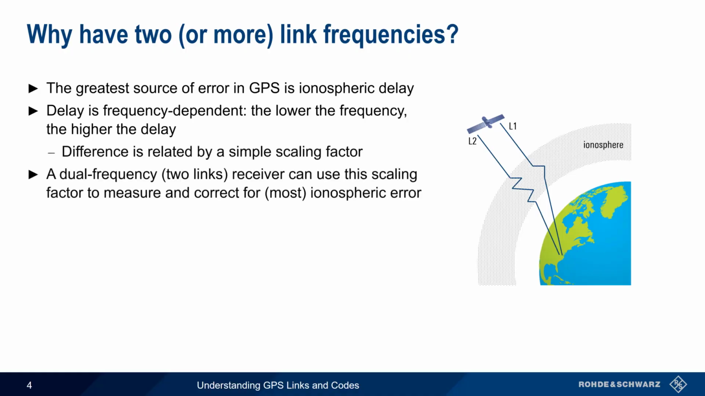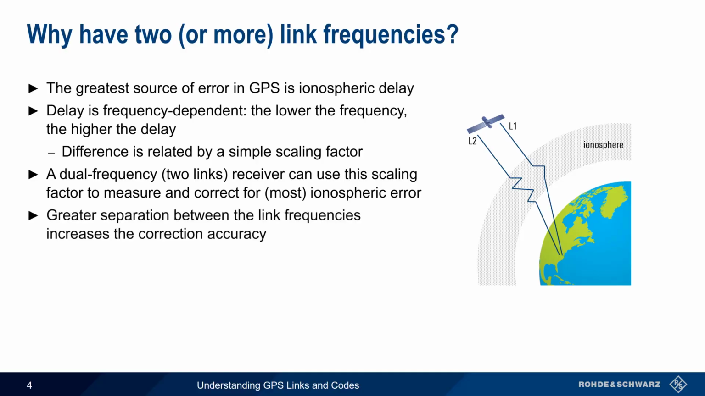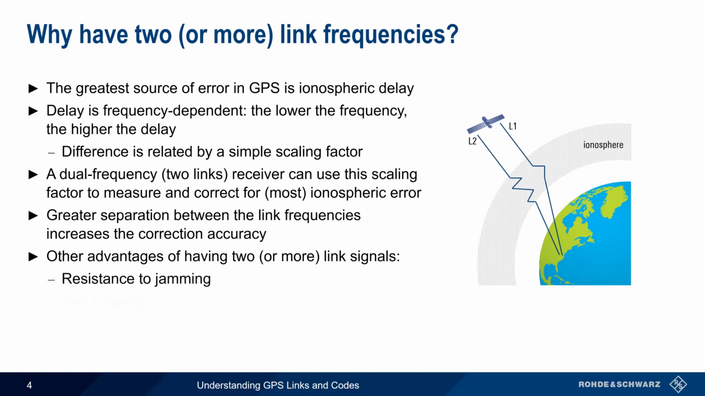What this means is that a dual frequency receiver, that is, one that measures signals from two links, can use this scale factor to remove and correct for most ionospheric delay. The greater the separation between the link frequencies, the better the correction accuracy. There are also other advantages to having multiple links, such as resistance to jamming and redundancy.